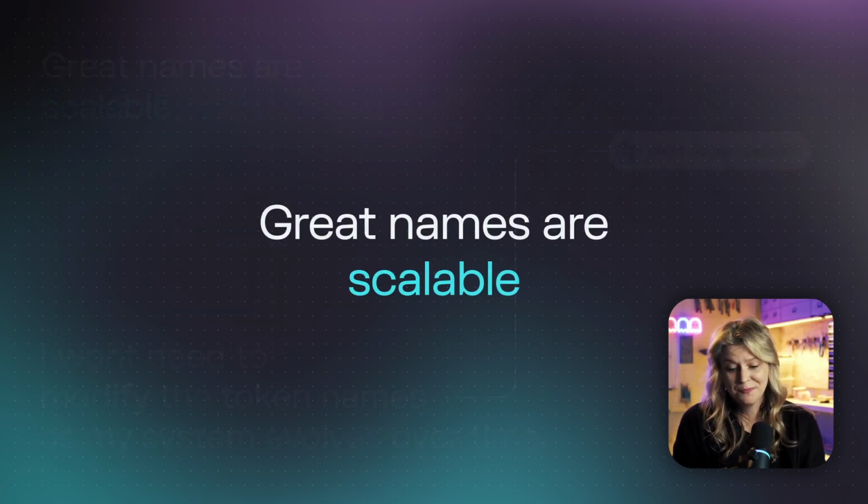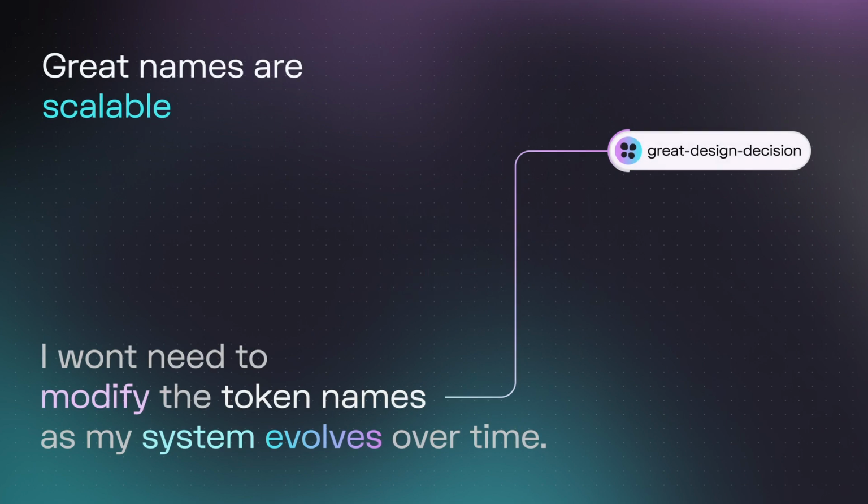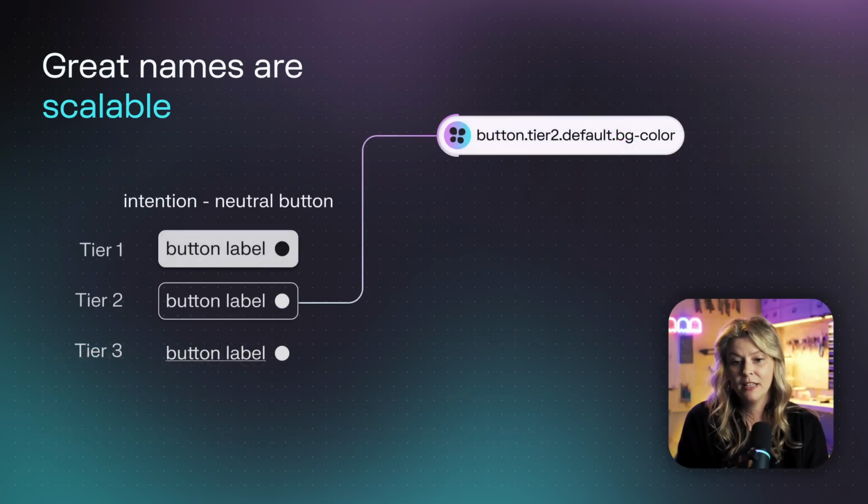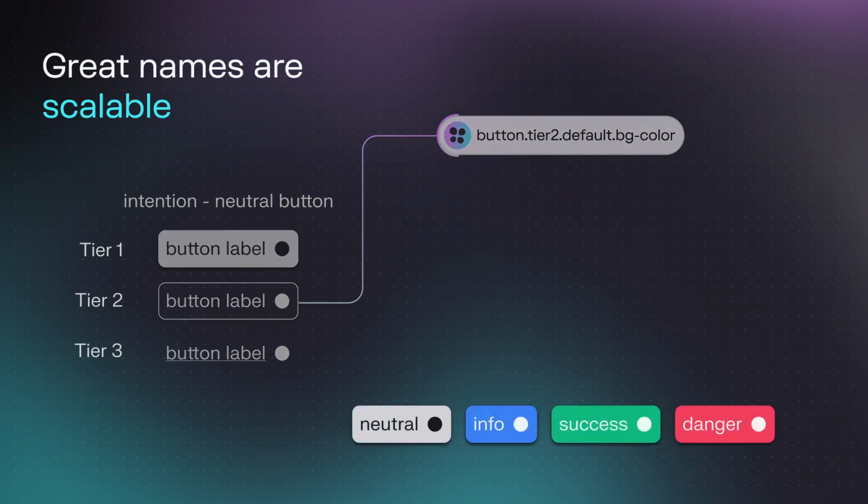Great names are scalable. I won't need to modify the token names as my system evolves over time. Now, remember that awesome name I had chosen, button tier 2 default background color. Well, we all know that your buttons are not just neutral colored, unless you're working in a plugin like Token Studio for now. We usually have a neutral button, you have a brand one or an info one, you have success, you have danger, and we all know that this is not the only kind of button, but I don't need to talk about that any further because I'm sure you all know what I'm talking about.